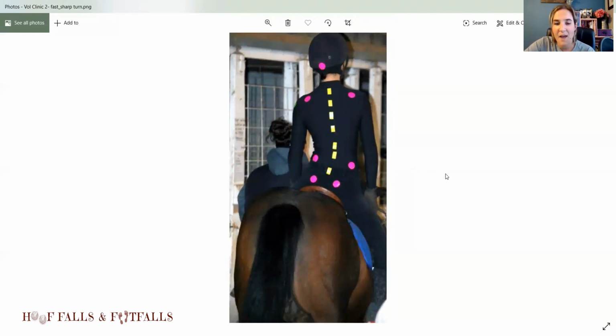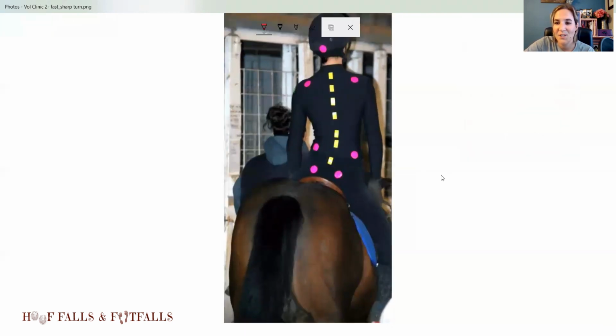First thing we have here is a rider trying to stay on the horse through a sharp turn. So this is a sharp, fast turn. Does anyone want to guess what direction they're turning? If you guessed they were turning to the left, you are correct. So that horse is turning sharply to the left, and you can see that that rider is pulled to the outside and they're kind of left behind that motion.